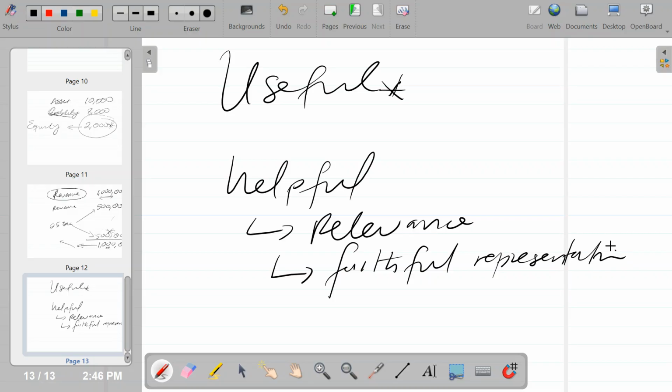What is the meaning of relevance? When you say this is relevant information, what does it mean? Relevant means the piece of information is integral in whatever you are doing, when you want to make a decision. A relevant information is an integral information. It's like the foundation of whatever decision you want to make.